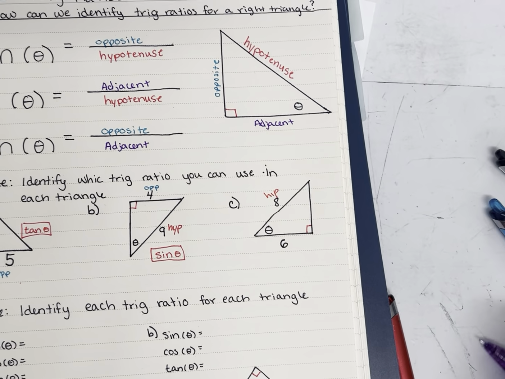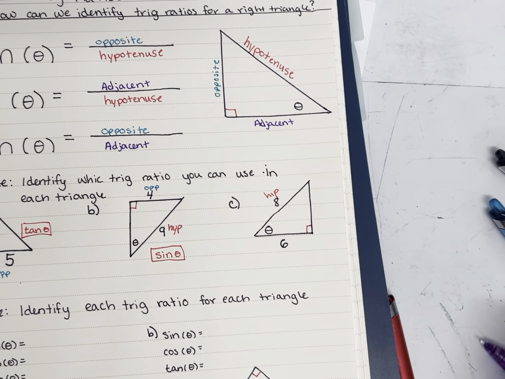And sure enough, the one that uses adjacent and hypotenuse is my cosine. So this is going to be cosine theta. Okay, so I just wanted us to practice being able to identify which one we use, because this math is pretty easy, but it does require you to think first and be like, wait, which one am I going to use? Well, look at your triangle. What are you given? Which one is easier to use?